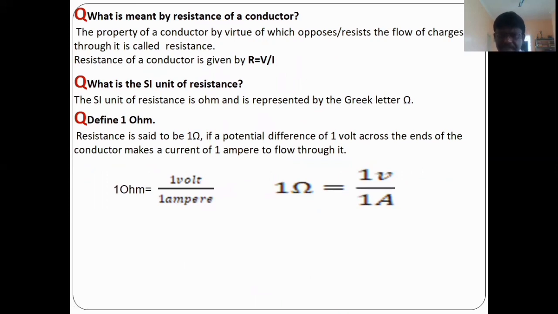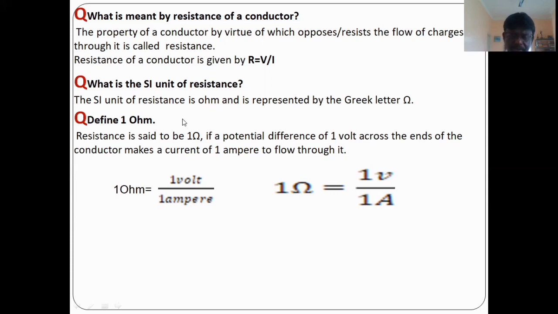Then what is meant by resistance of a conductor? The property of a conductor by virtue of which it opposes or resists the flow of charges through it is called resistance. Resistance of a conductor is given by R equals V by I. Then what is the SI unit of resistance? The SI unit of resistance is ohm and is represented by the Greek letter omega.